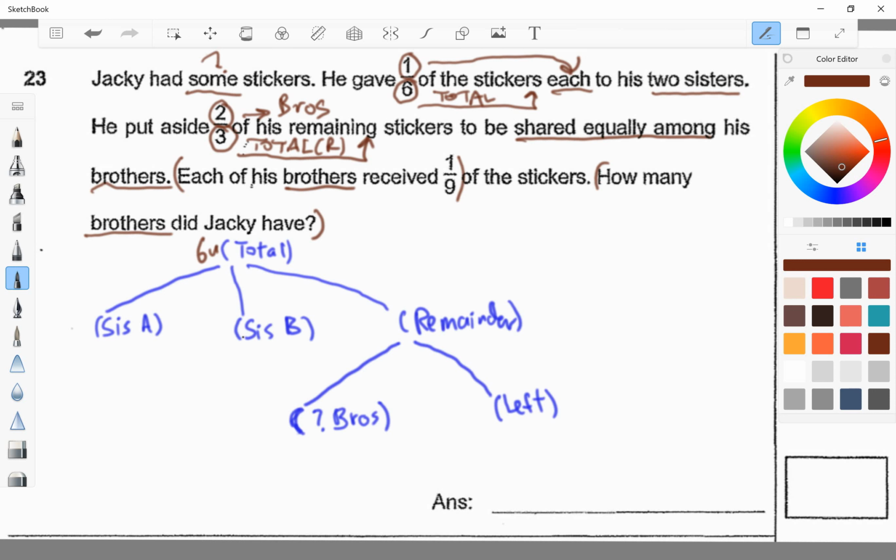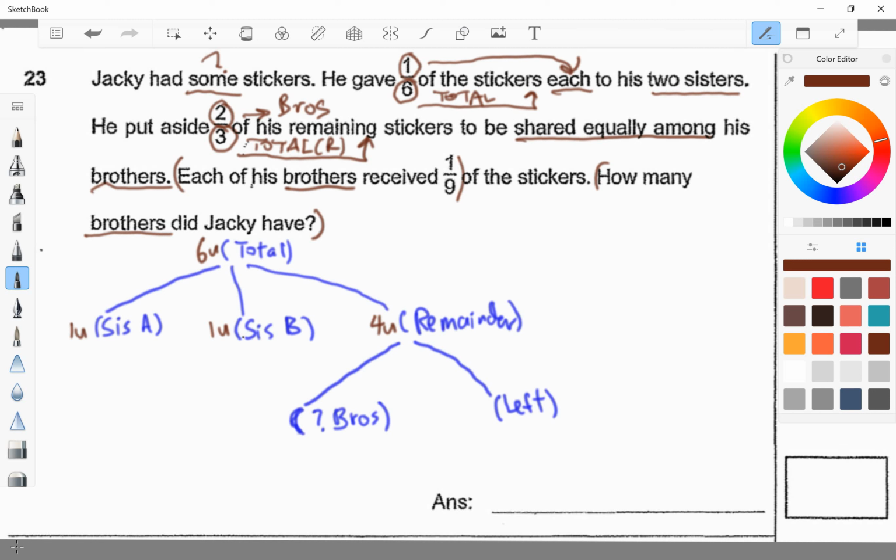Sister A gets 1 unit. Sister B also gets 1 unit because they say 1 out of 6 of the stickers each to his 2 sisters. And that leaves us with 4 units for the remainder. So this is actually very similar to number bonds, whereby the numbers 1 plus 1 plus 4 must add up to 6.